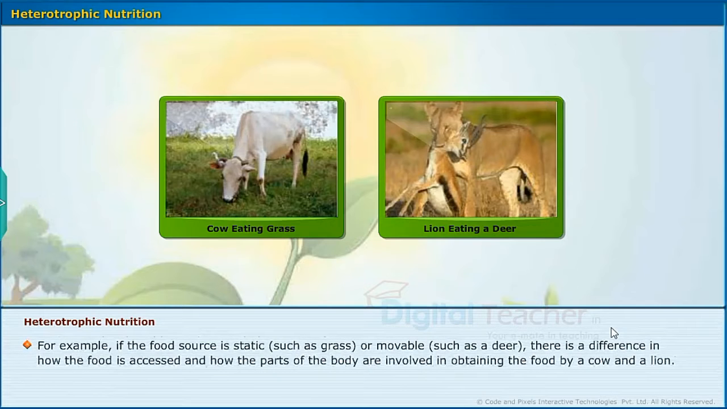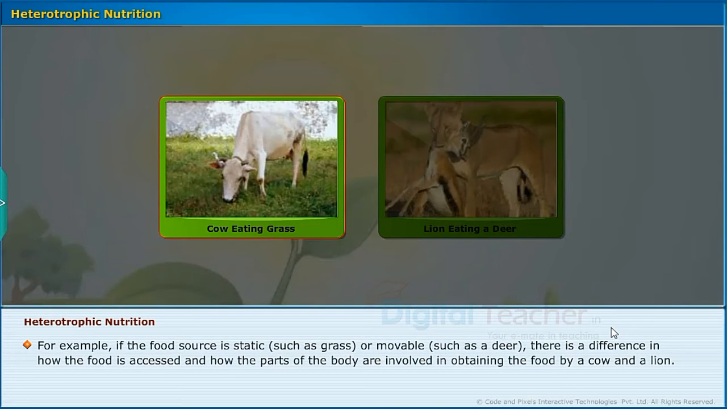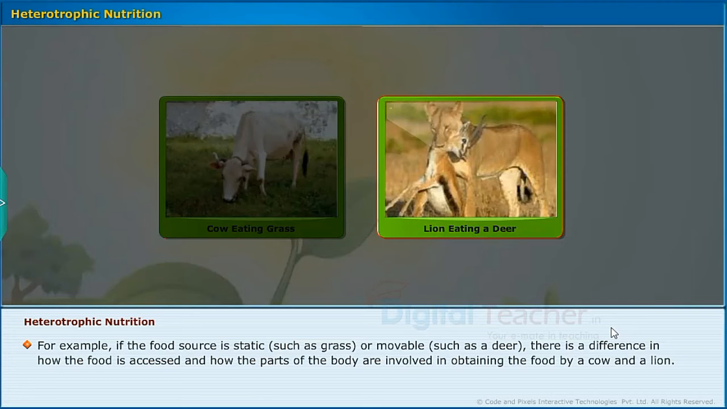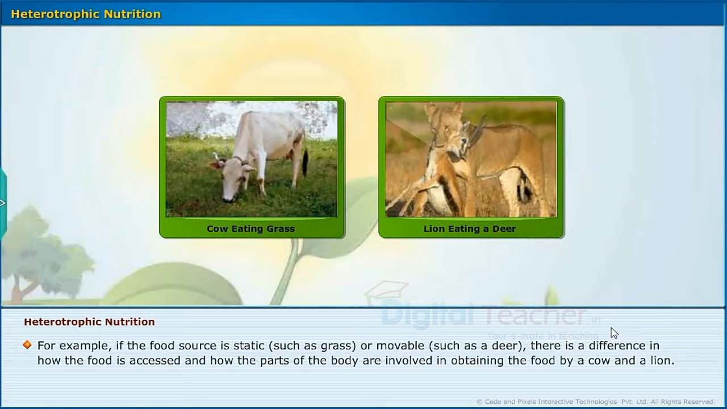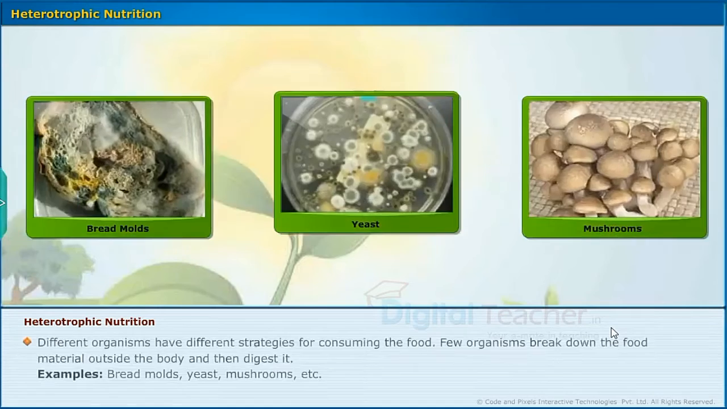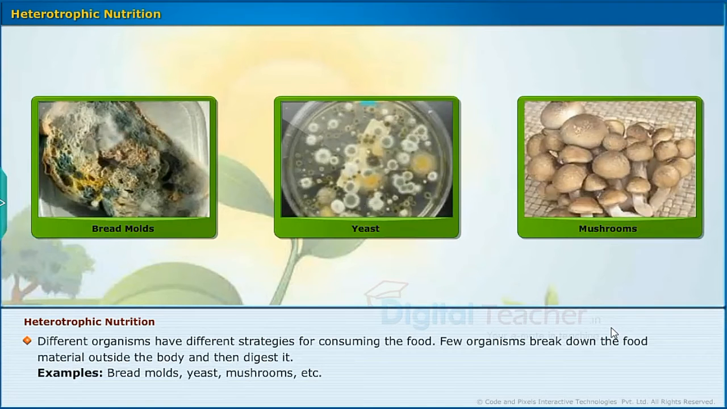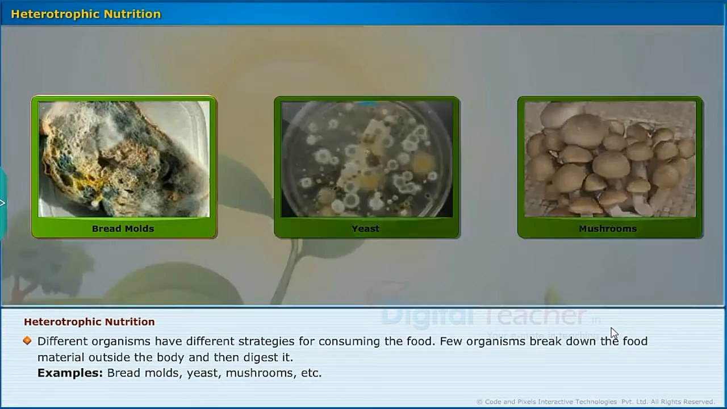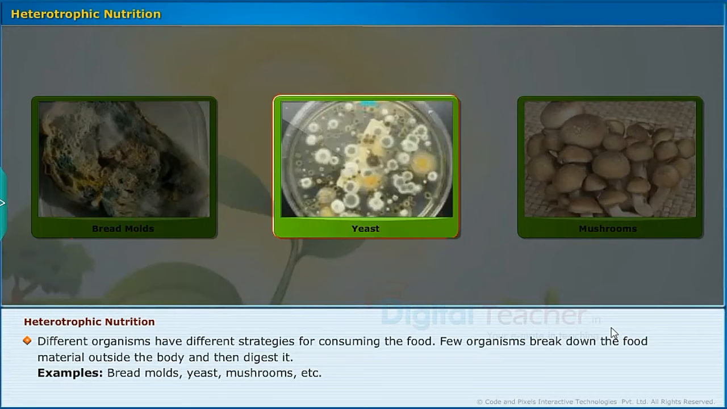For example, if the food source is static, such as grass, or movable, such as a deer, there is a difference in how the food is accessed and how the parts of the body are involved in obtaining the food by a cow and a lion. Different organisms have different strategies for consuming food. Few organisms break down the food material outside the body and then digest it. Examples: bread molds, yeast, mushrooms, etc.